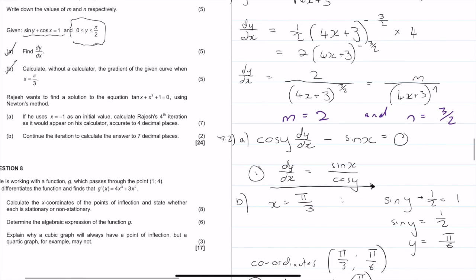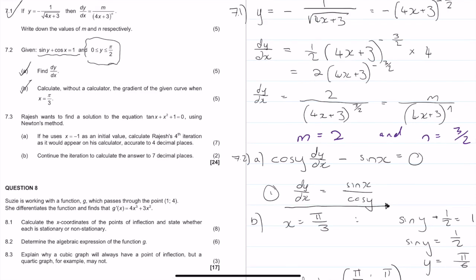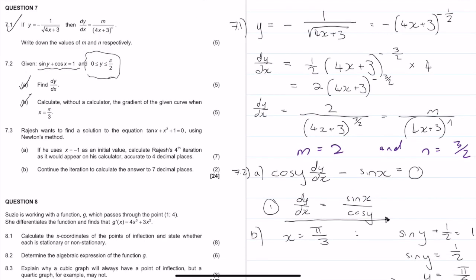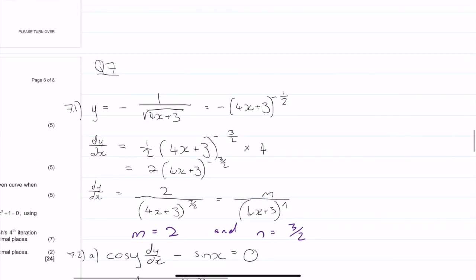Yeah, so the important thing to realize in this question was that we had been given the x coordinate and we needed to calculate the y coordinate in order to get our gradient. Okay, so question 7.3, let's do it next to this question.